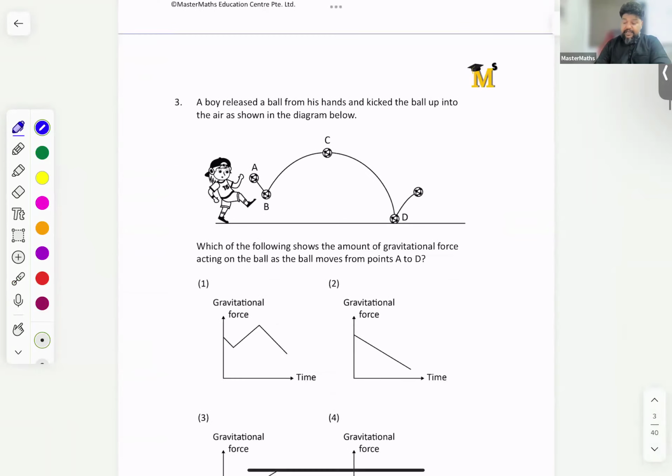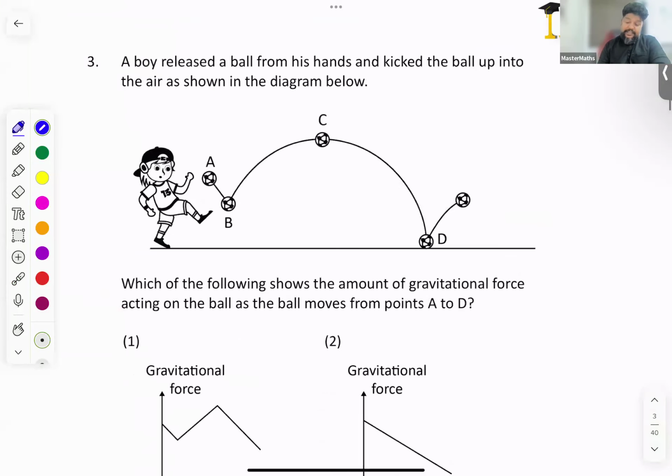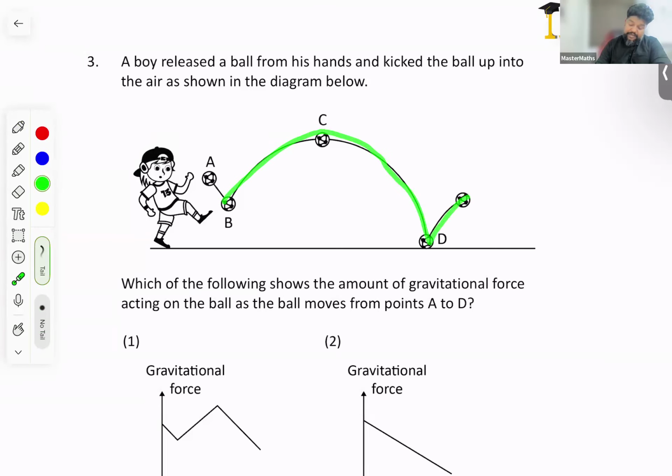Okay, question number 3. The boy released a ball from his hands and he kicked the ball up into the air. It came down and went up. When he kicked it up into the air, did he kick it to the moon? Cannot be. Nobody is so strong to kick something until it goes to the moon. So did the location change? No. It's still on Earth, right? When he kicked the ball, did the mass of the ball change? No. So if the mass of the ball didn't change and the location didn't change, what doesn't change?